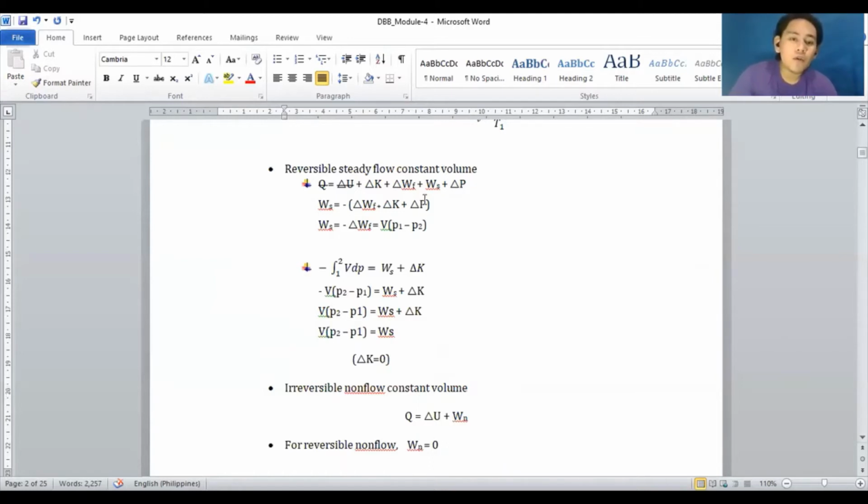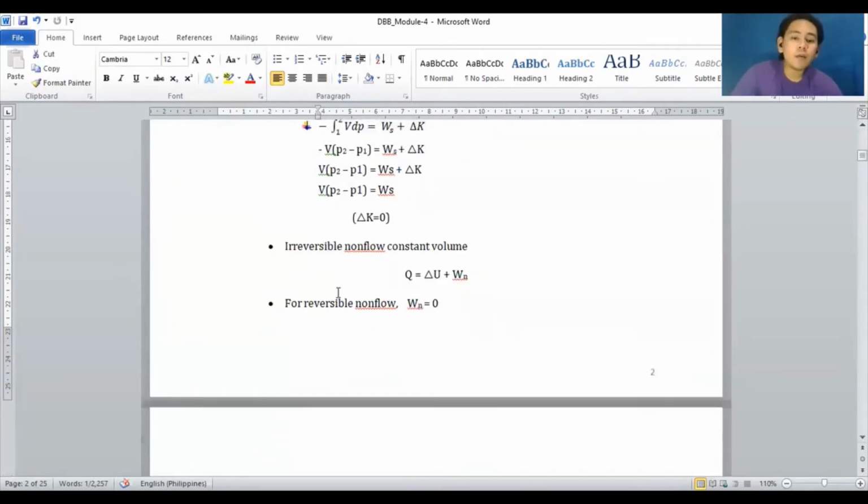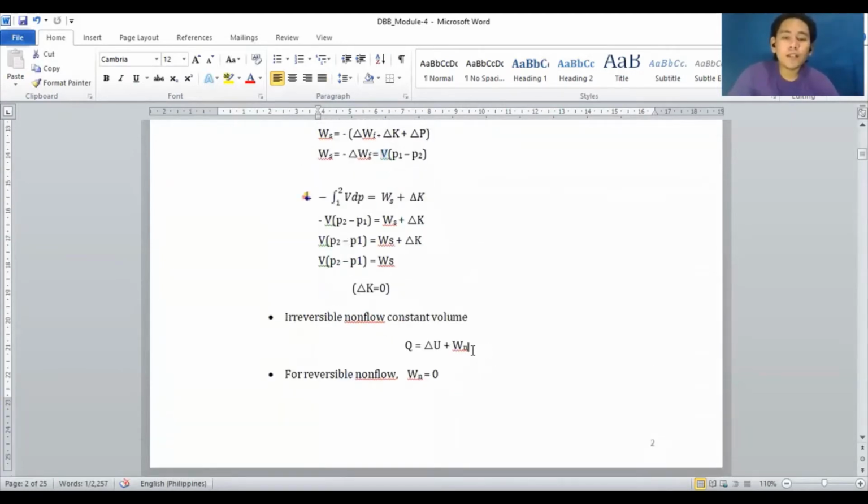Now, in the reversible steady flow constant volume, we find that the steady flow work is equal to negative delta flow work, which is equivalent to V times (P1 minus P2), or simply P1 V1 minus P2 V2. Since it is constant volume, the volume is the same, V1 equals V2.